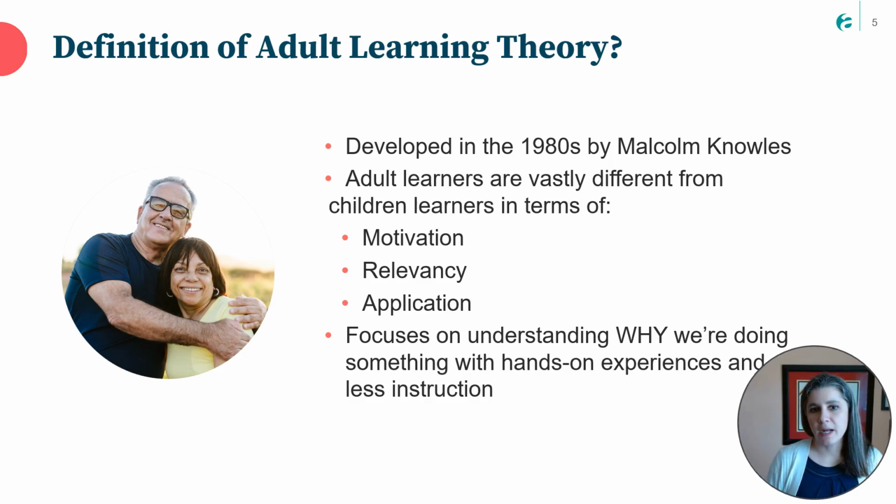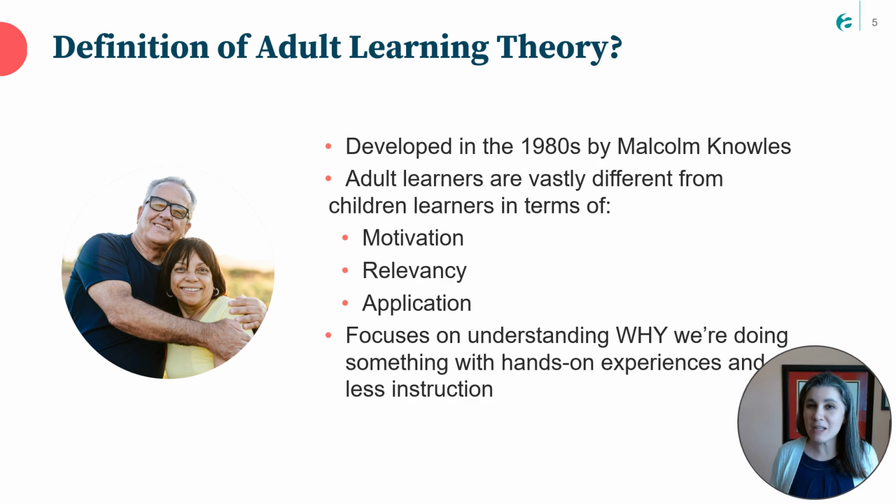Let's look a little closer at what the definition of adult learning theory is. This is a theory that was developed by Malcolm Knowles in 1980, and it really focuses on the differences between the way adults learn versus children. And what he found is that there's three main components to adult learning. One is the motivation. What is going to motivate that adult to want to learn something new? Two is relevancy. How relevant is the information for this adult? Is it going to help them manage some challenge that they need to right now? And three, application. So we're looking at how do we apply this knowledge here and now in that moment.